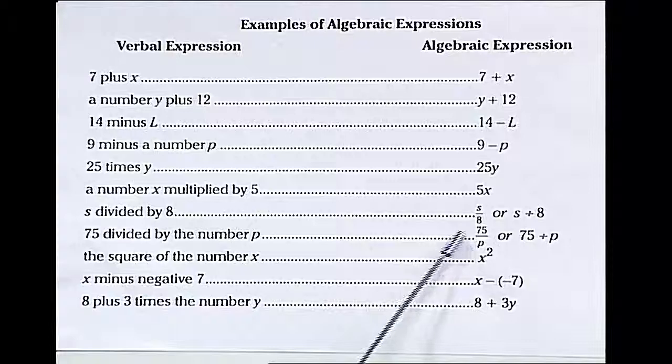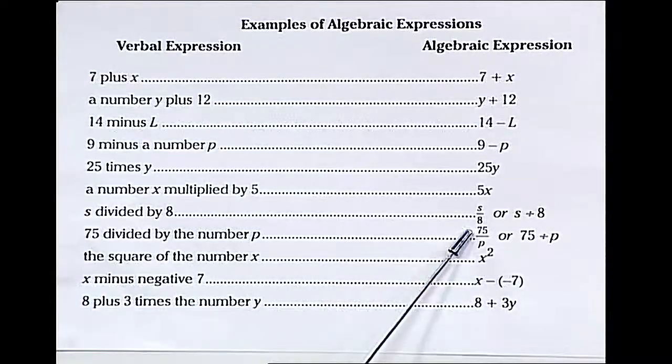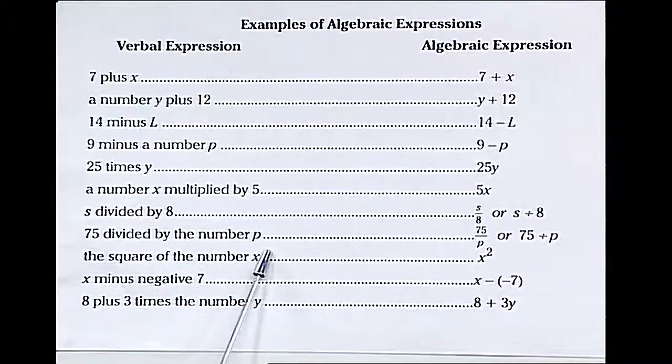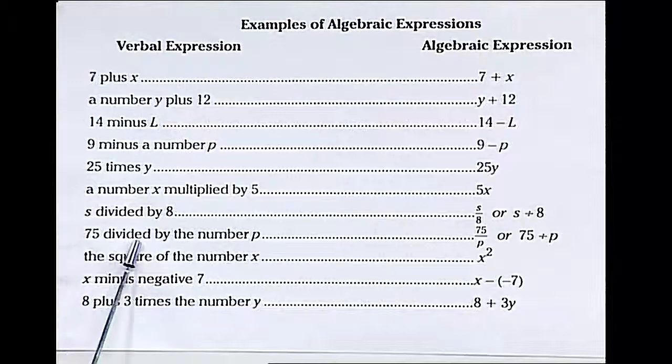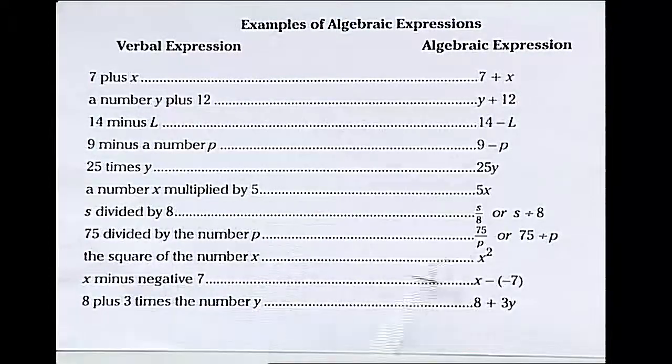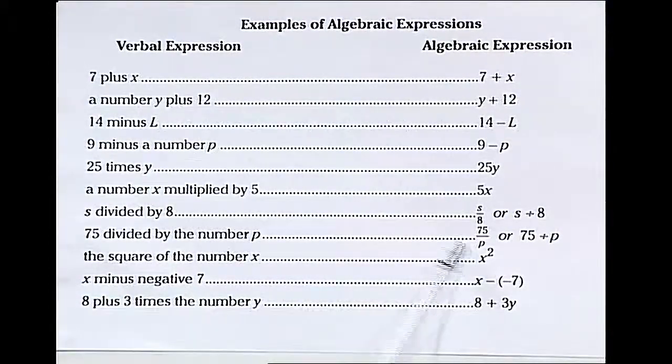You may wonder why in this case the number was in the numerator, where in the last one the number was in the denominator. If we compare the verbal expression, for division, whatever comes after the words divided by goes on the bottom. So if S is divided by 8, since 8 comes after divided by, the 8 is on the bottom. And here, since the number P is after the words divided by, the P goes on the bottom.